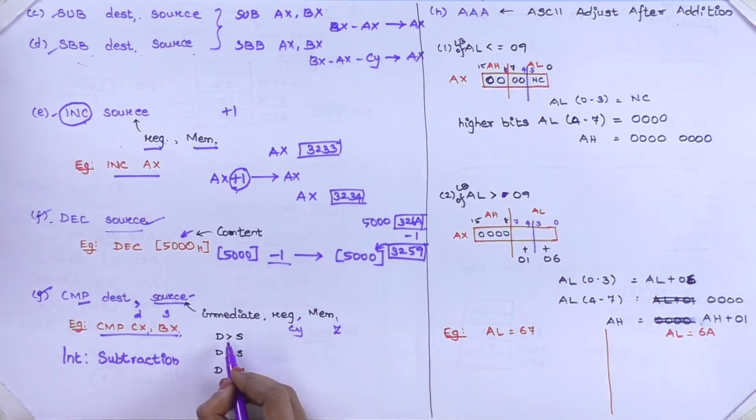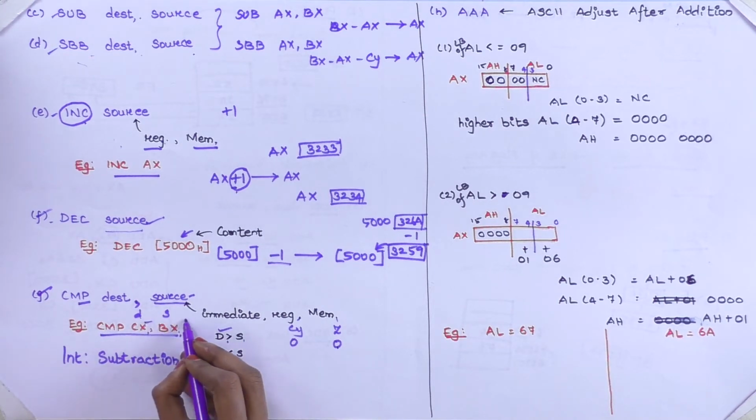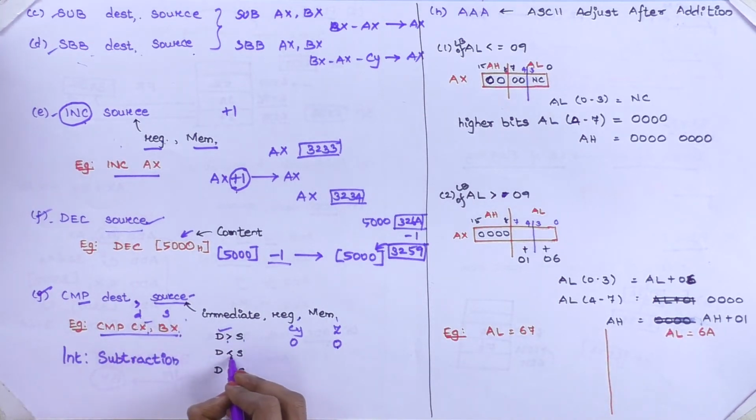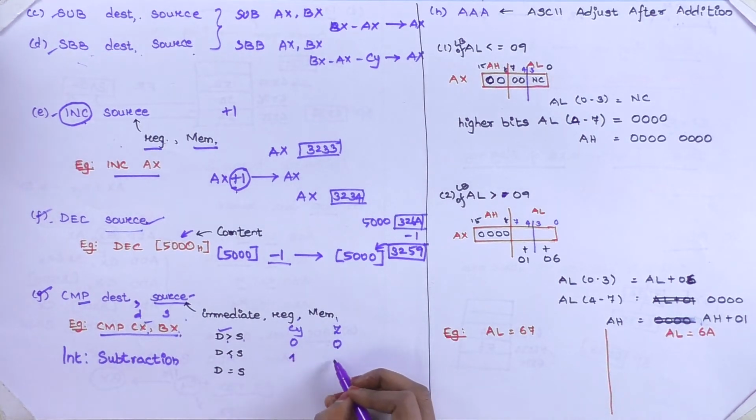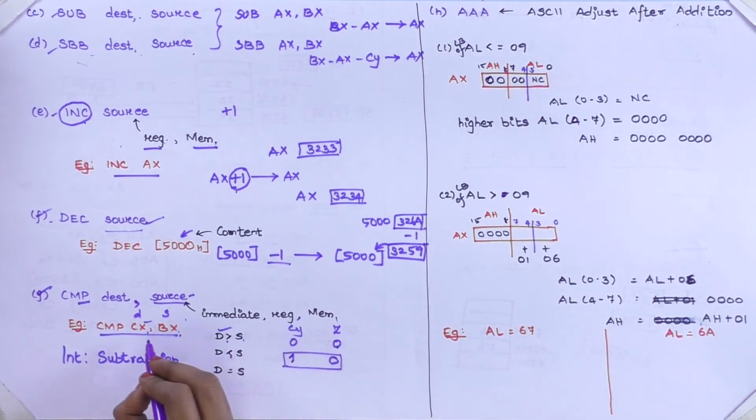So this instruction will subtract CX from BX, and check the carry and the zero flag. If the destination is greater than the source, then carry won't be set, and the zero flag also won't be set, which means that the destination is greater than the source. If the destination is less than the source, while subtracting you will get a borrow here, and the zero flag is also not set.